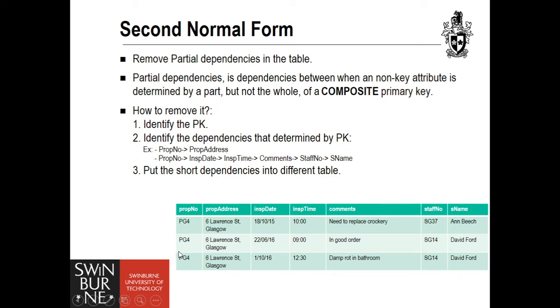And the second step, we need to understand the dependencies determined by the PK. Before we do the second step, we need to understand the table overall. The dependencies determined by the PK, here we can see, are prop number and prop address. That's the first dependency. The second dependency you can see is prop number relating with the inspection date, inspection time, comment, staff number, and staff name. Okay, understood? And then after that, the third step is that we need to put the separate dependencies into different tables.